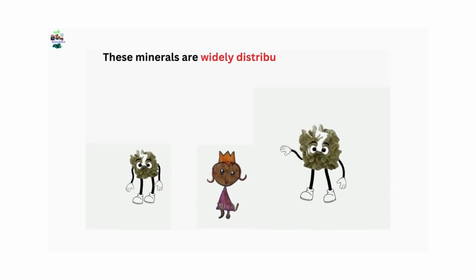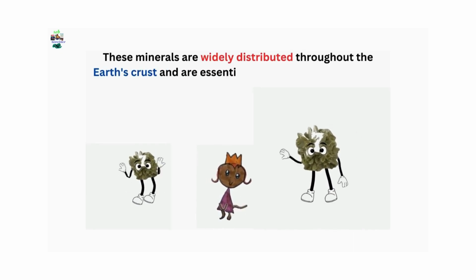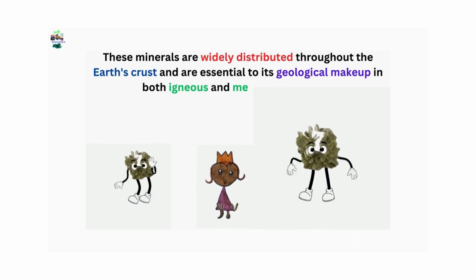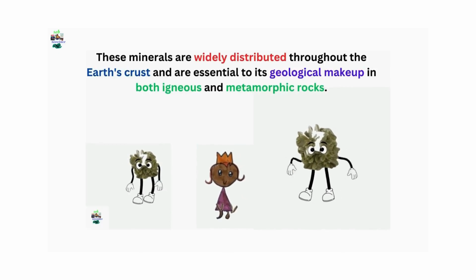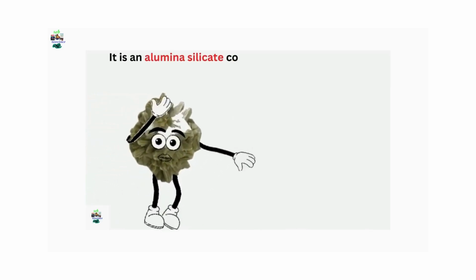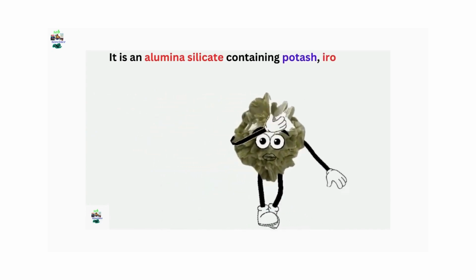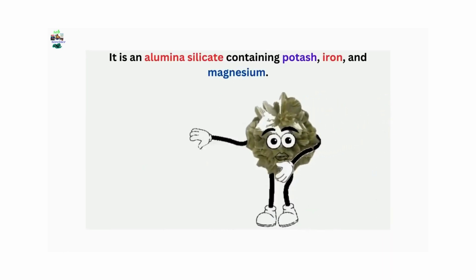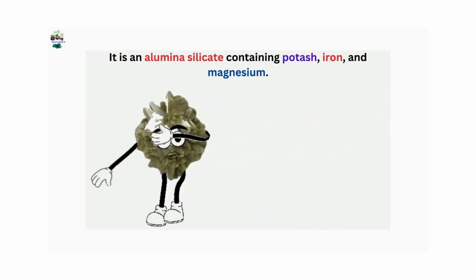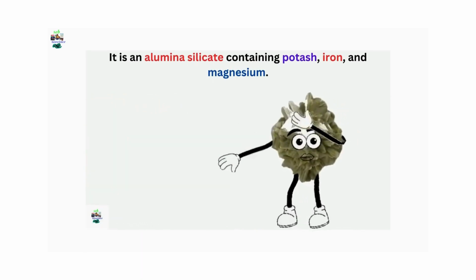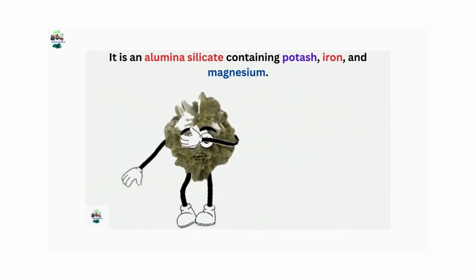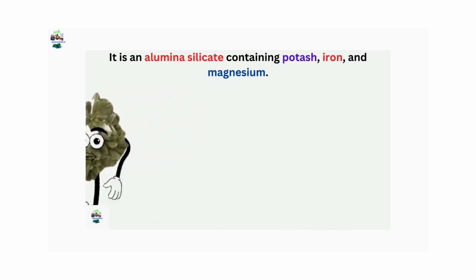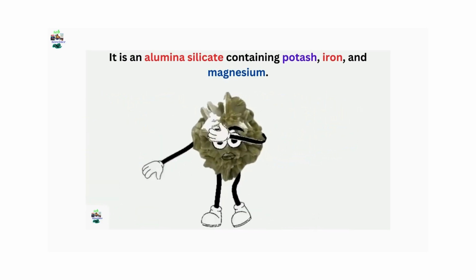These minerals are widely distributed through the Earth's crust and are essential to its geological makeup in both igneous and metamorphic rock. Its composition is aluminosilicate containing potassium, iron, and magnesium. The geochemistry, or the chemical makeup, of the mica group is aluminosilicate, potassium, iron, and magnesium. These elements are the main components of mica.